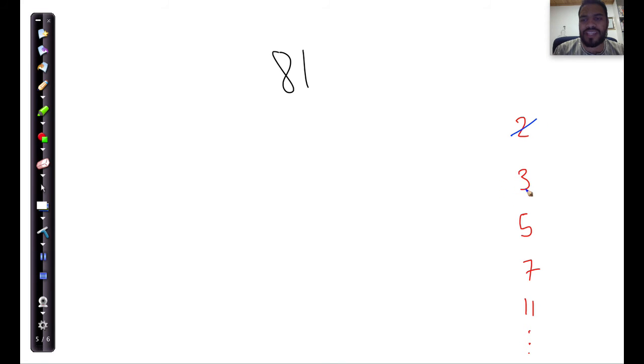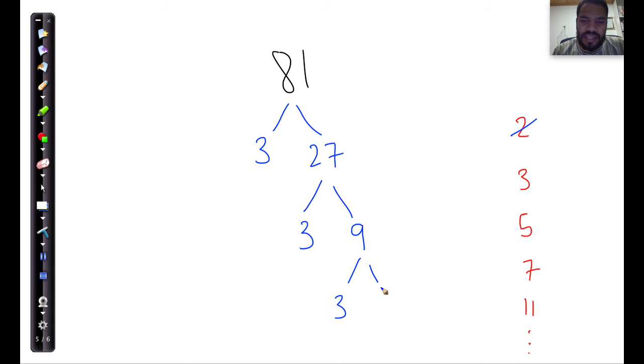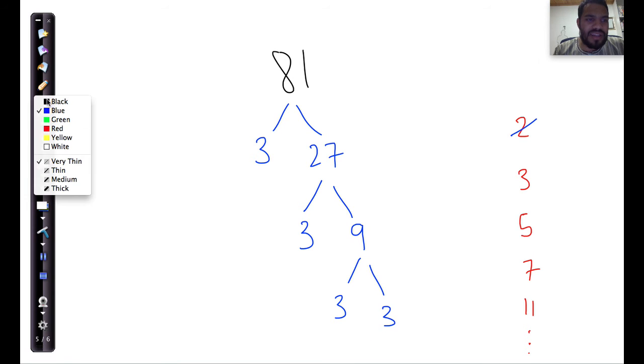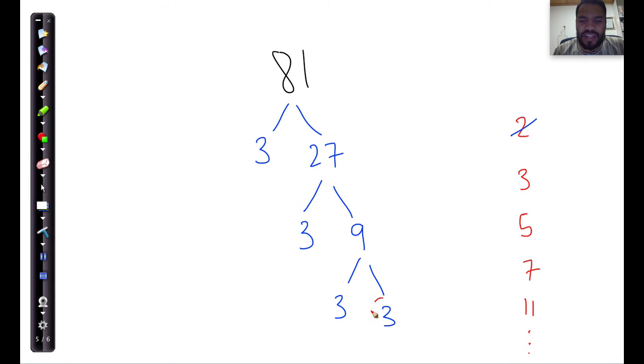Now I go to the next prime factor, which is 3. Can 3 multiply by anything to give me 81? It can multiply by 27. Then I start again: can 2 go into 27? No. So I move on to 3, and 3 can go into 27 nine times. Now I start again with 2. Does 2 work? No. Now I move to 3. 3 works, and 3 times what gives me 9? 3. And the moment I end up with a number that is a prime number, I stop.